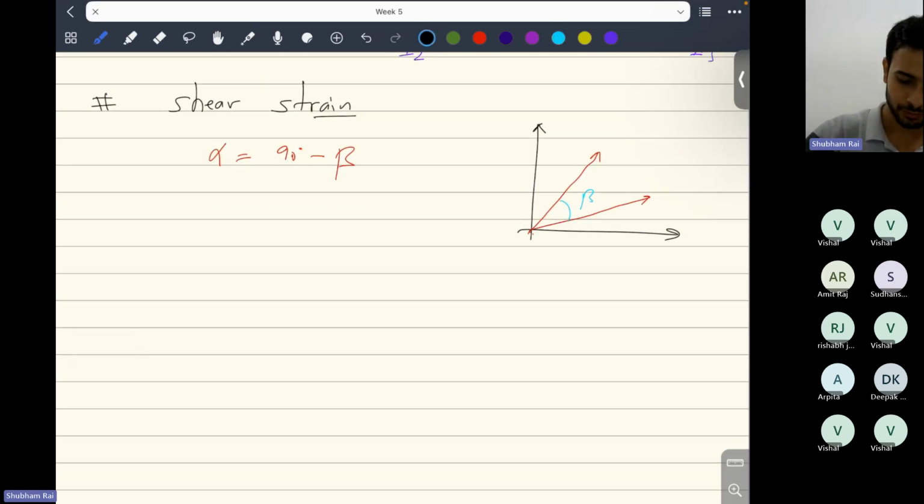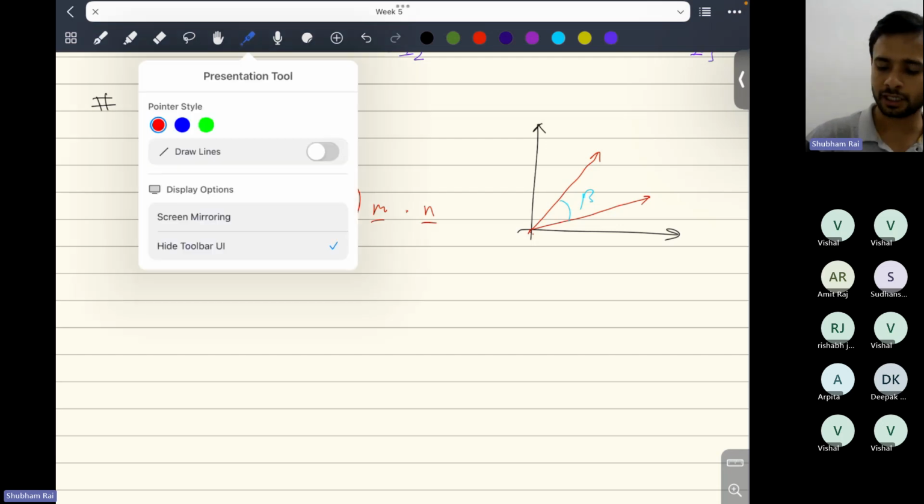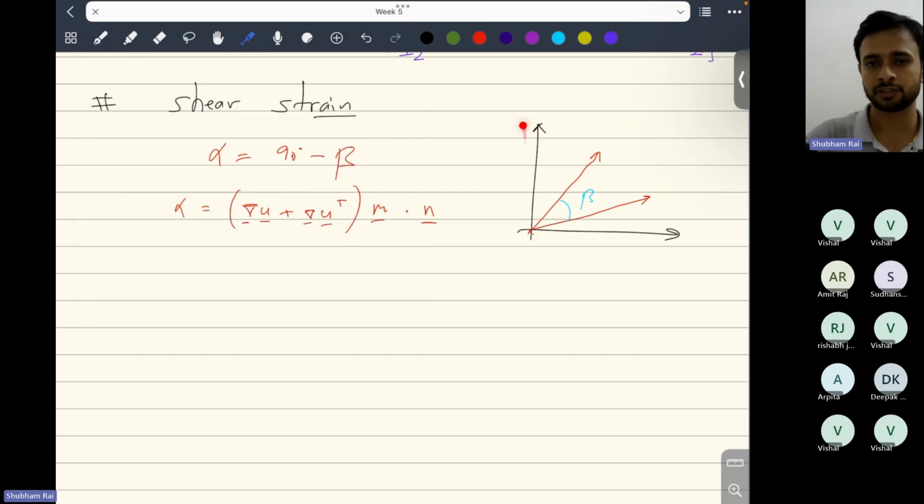The formula for this was alpha is equal to grad u plus grad u transpose, and it will be dependent on two directions. The first direction will be the direction of the first line element, and the second one will be the direction of the second line element, right? Because there are two line elements involved and we are observing the change in angle between these two line elements, obviously there will be two directions.